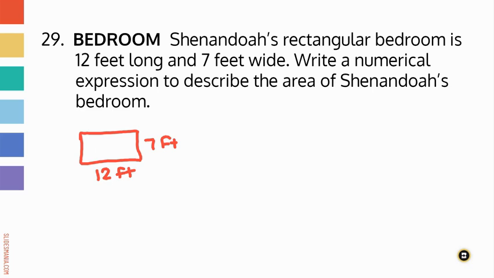Now, you should know how to find the area of a rectangle. But in case you forgot, area of a rectangle is equal to length times width. So we know our length is 12 and our width is 7. So for our area, we're going to do 12 times 7. So our expression is just 12 times 7. And that's it.